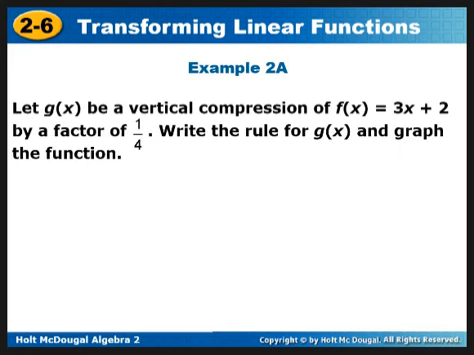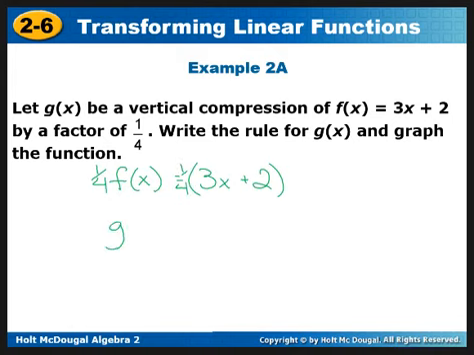Now vertical compression is a little bit easier, because we don't have to worry about input values so much. If I'm given the function f of x equals 3x plus 2, and I want to apply a vertical compression to that, I'm simply going to take this whole function times whatever I'm going to compress it by. So in this case, 1/4 f of x. I multiply it by 1/4. So my g of x, the function I'm naming so we know it's different, ends up being 3/4 x plus, if you take 2 times 1/4, you get 1/2.